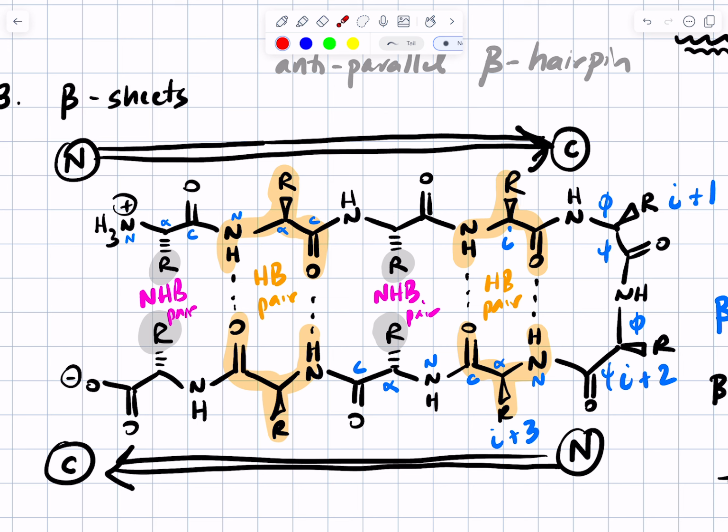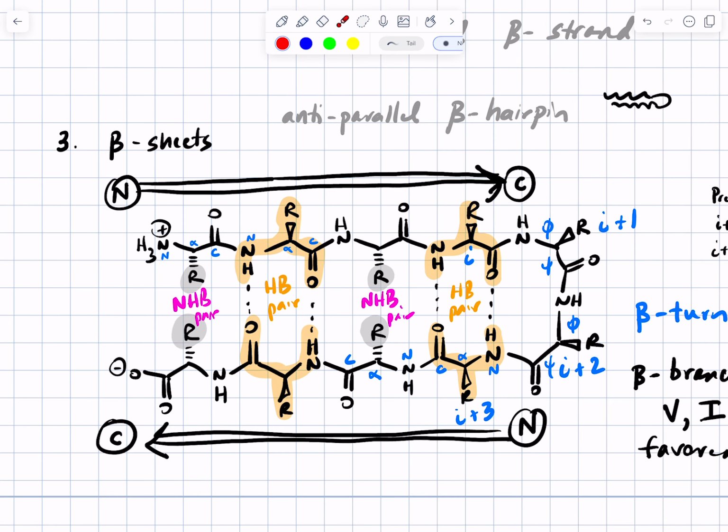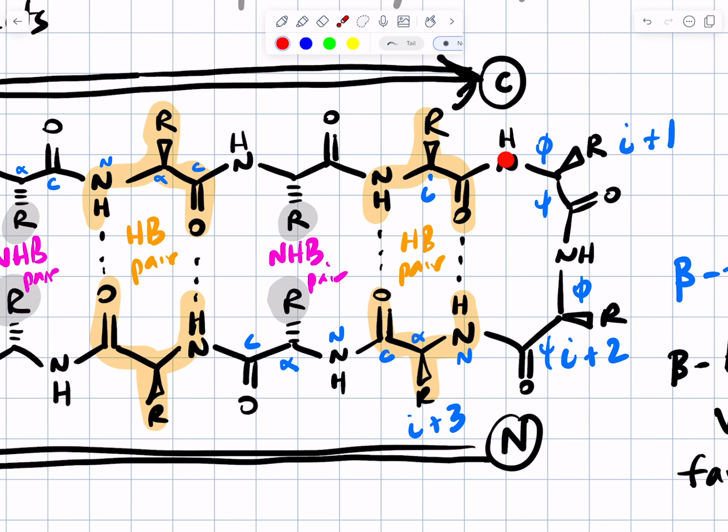That's just because of the way the zigzag works. There's a dash side chain here, a wedge side chain here, dash, and then wedge. This particular kind of beta sheet that I'm showing you is called an anti-parallel beta hairpin. And in that anti-parallel beta hairpin, there's a 2 amino acid turn, and then we start again.